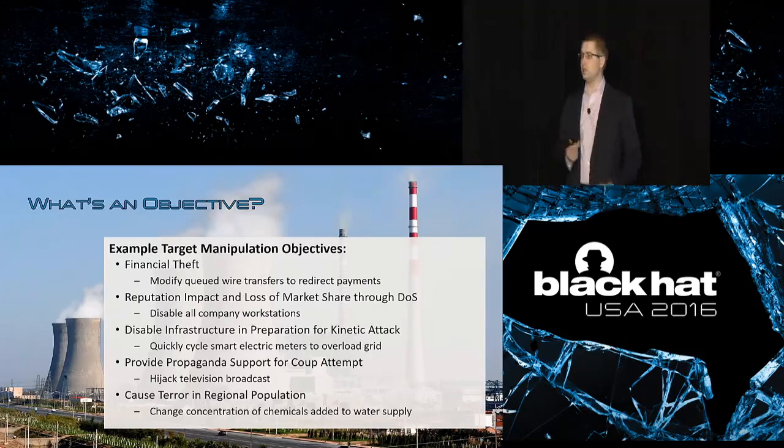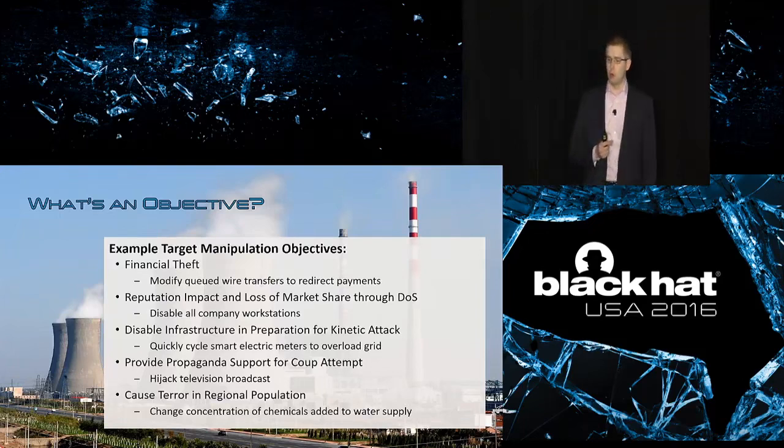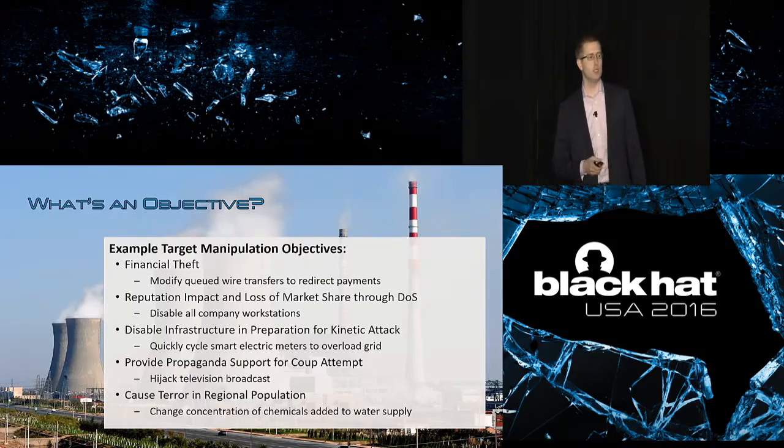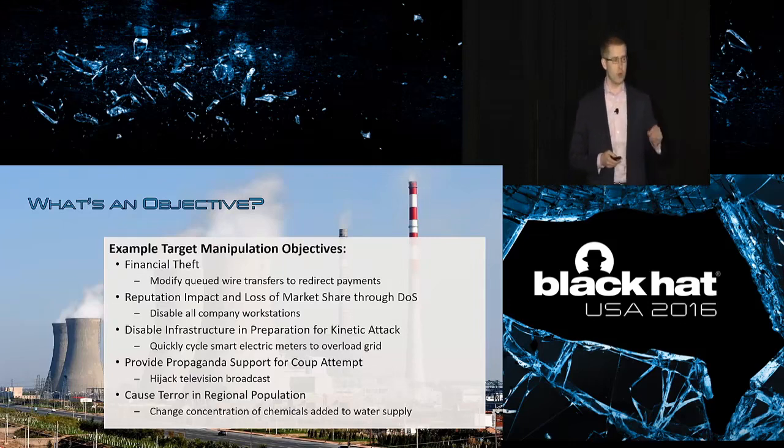We can look at disabling infrastructure or gaining the ability to provide propaganda support for a coup attempt. We saw this in Turkey, where control of the media was absolutely critical to controlling the message. It's all about controlling the message of what's going on, and you do that through manipulating the broadcasts. You can do this by walking your military unit into the broadcast studio. You can also do this by hijacking the broadcasts and replacing it with your own video feed, regardless of whether or not you're physically in the same location.